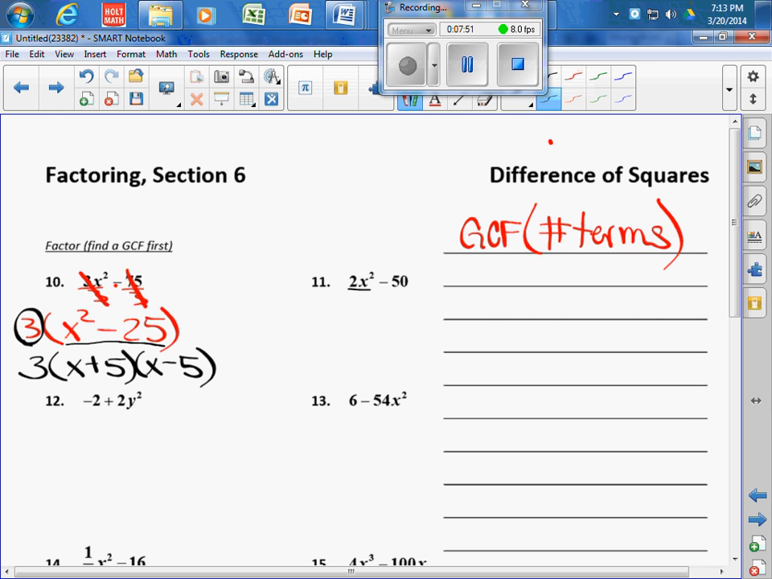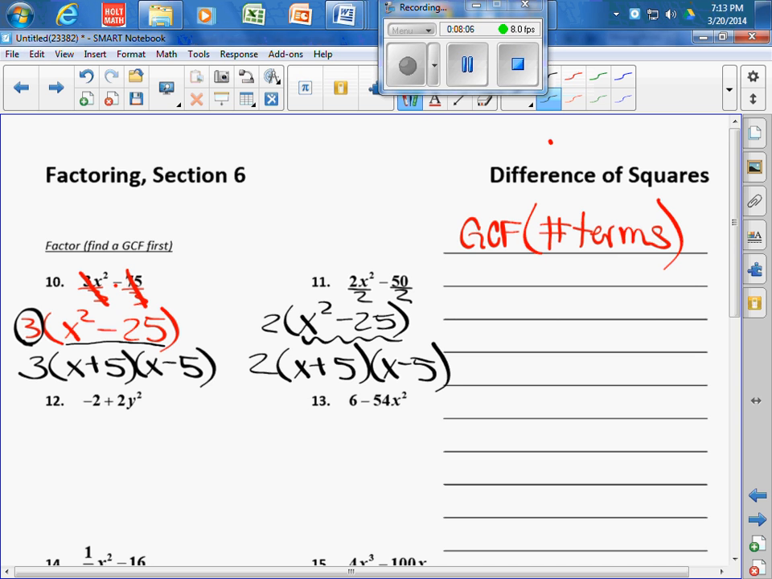Number 11 is very similar, except there's a GCF of 2. So we're going to have 2 times the quantity, and it turns out to be x squared minus 25. Well, the x squared minus 25 is a difference of two squares. It gets broken down into x plus 5, x minus 5. Bring down the 2, and now you're done.